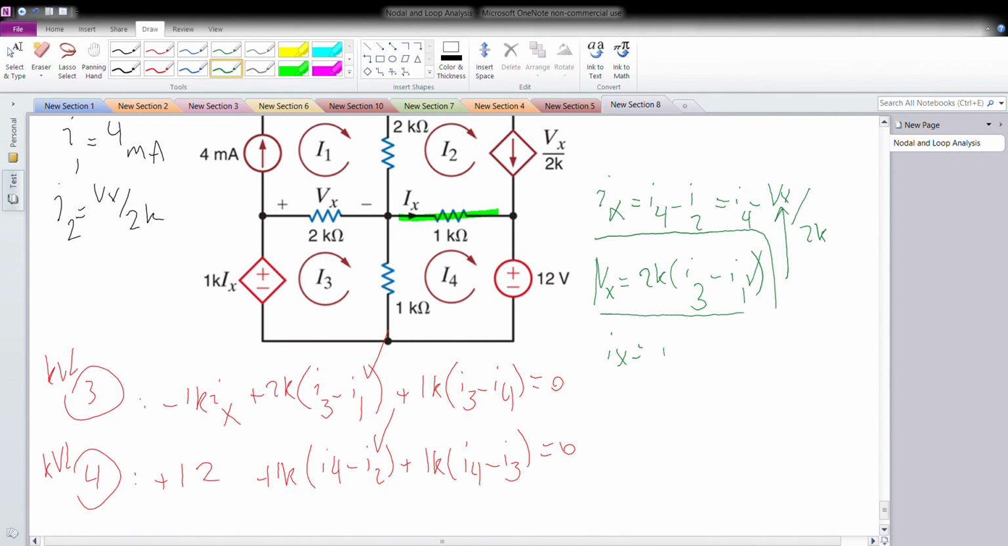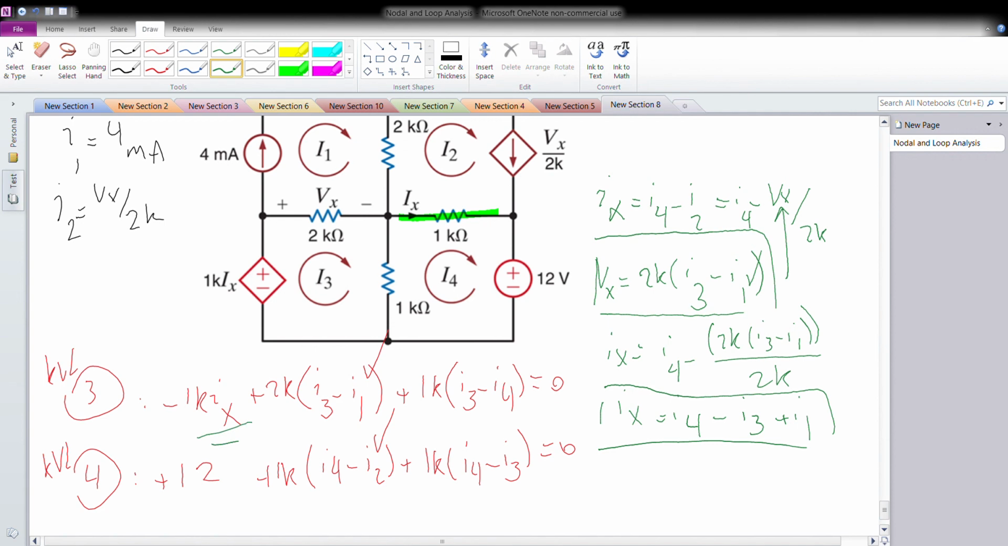So Ix will be I4 minus 2k times I3 minus I1, and I already know I1 in terms of value, divided by 2k. So it's basically going to be I4 minus I3 plus I1. So I have Ix, I have Vx, I plug them in here, and then here to basically plug in for I2. That's it. That is basically how you would solve for everything.